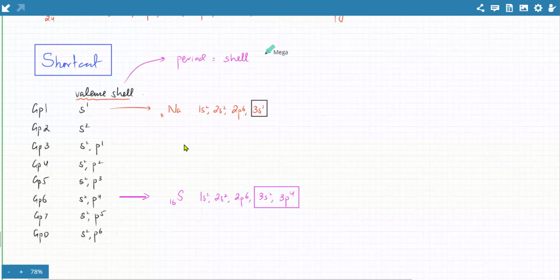We're not interested in the inner shells because they are completely full. It's always the outermost shell that's involved in bonding. Those orbitals have electrons that are missing; they would be losing or gaining electrons. So you can always directly know the electronic configuration of elements by just looking at in which group they are and in which period they are.